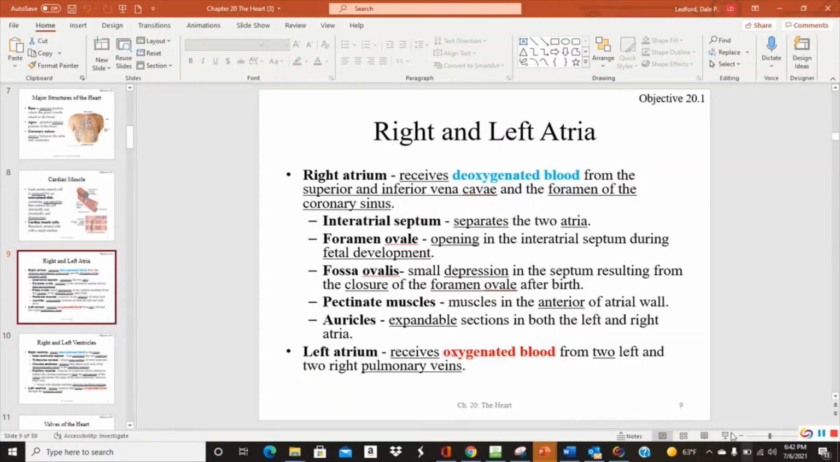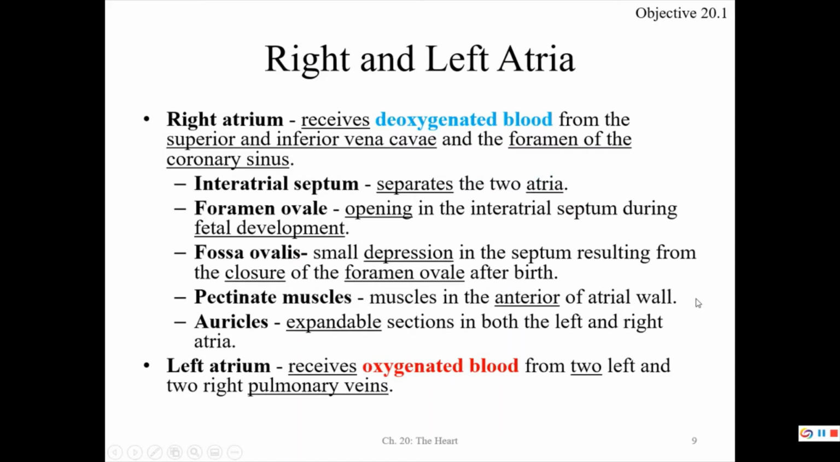Now, as we said, the right atrium receives deoxygenated blood, from the superior and inferior vena cava, along with the coronary sinus. Now, between the two atria, there is an interatrial septum. The foramen ovale is normally open when you're a fetus. When you are born, the pressures caused by the increase in cardiac output and breathing will initiate the closure of the fetal shunts, the three fetal shunts.